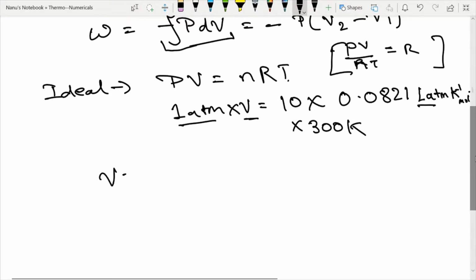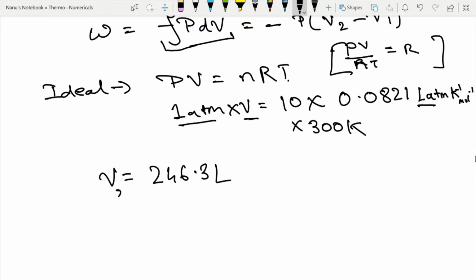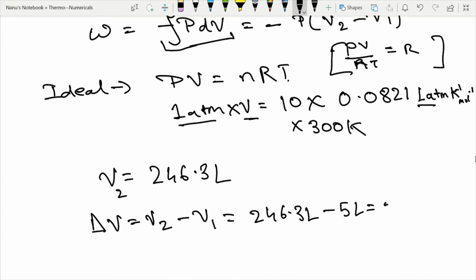So it's very easy to do like that. If you find V from here, I'm not going to do the calculation, you just do it on your own, and you will see V is around 246.3 liters. So this is V2, right? And now we need to know del V. Del V is V2 minus V1, that is 246.3 liters minus 5 liters, which is 241.3 liters, right?